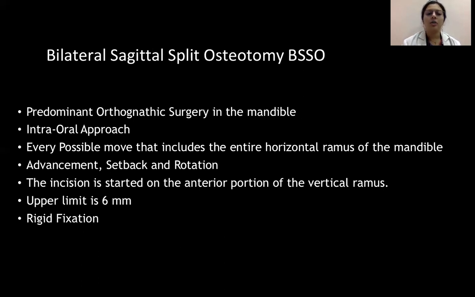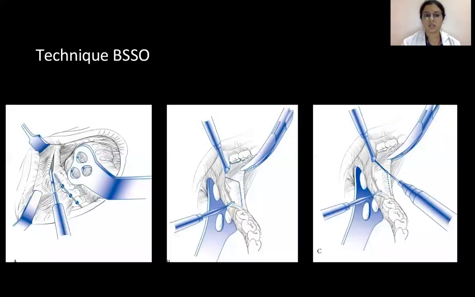The incision is started on the anterior portion of the vertical ramus. The upper limit is 6 mm. Rigid fixation is carried out. So this is a pictorial representation of the sagittal split osteotomy. Basically in this, parallel cuts are made through the cortex of the vertical ramus, with the medial cut being placed above the lingula, and the lateral cut being made about 1 centimeter below that.